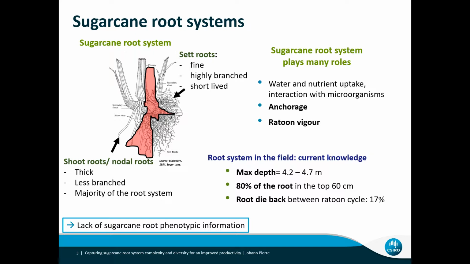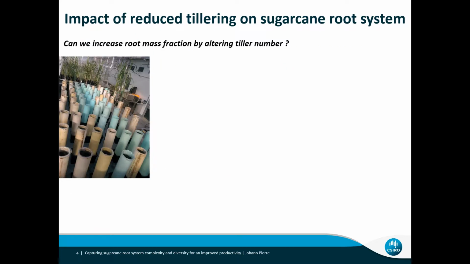So 3 years ago, we started our sugarcane roots project by conducting an initial screening of the root system of 20 sugarcane cultivars. And from this screening, we selected 5 sugarcane cultivars on which we study the effect of reduced tillering on the sugarcane root system.